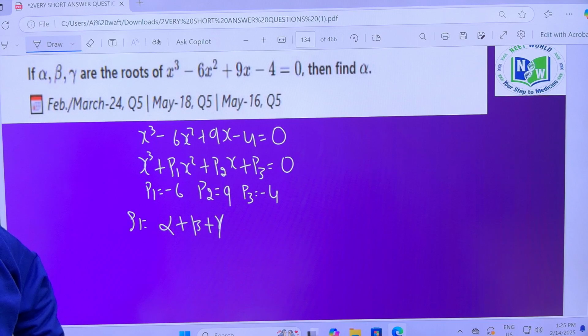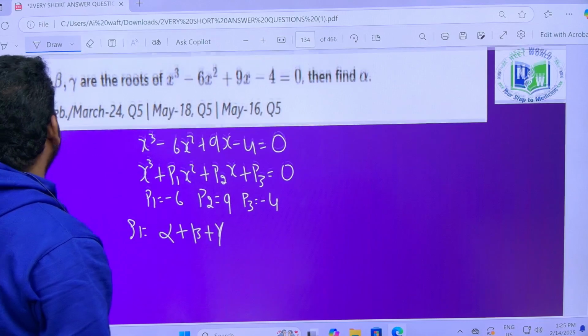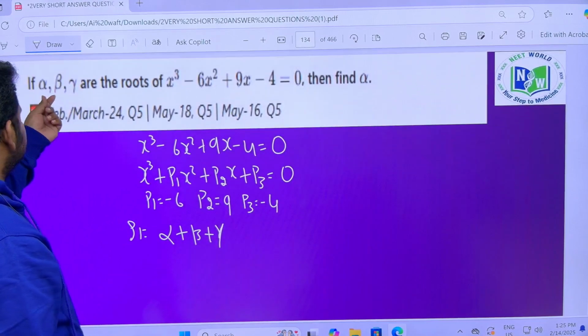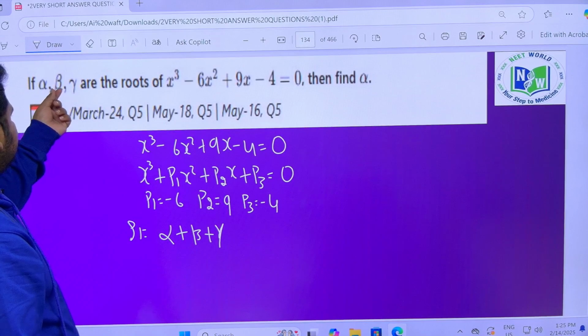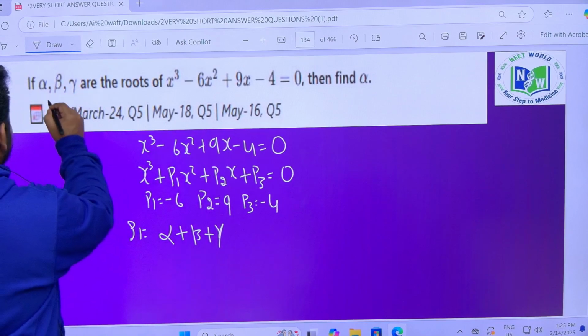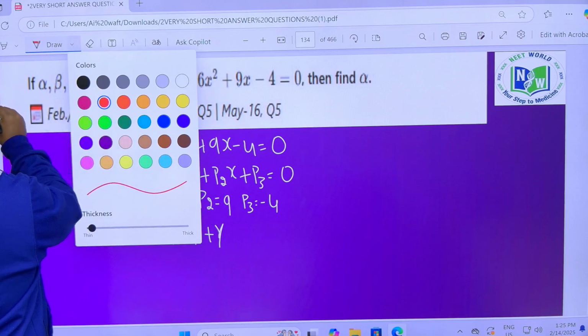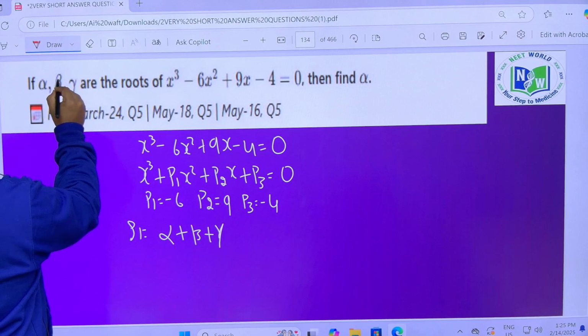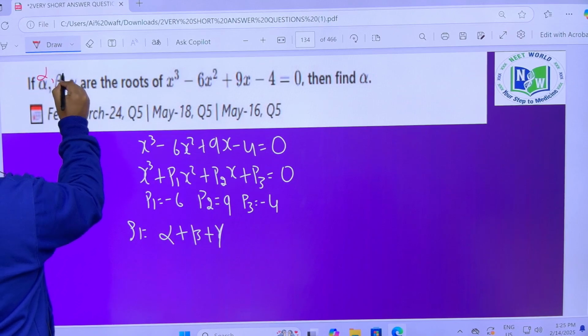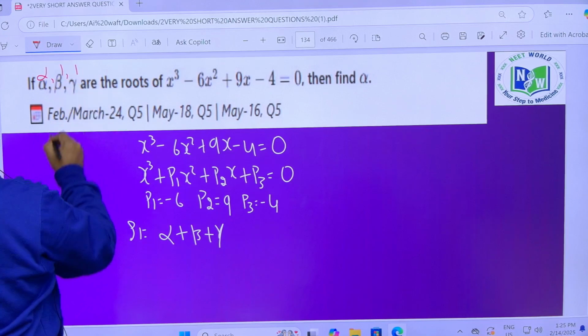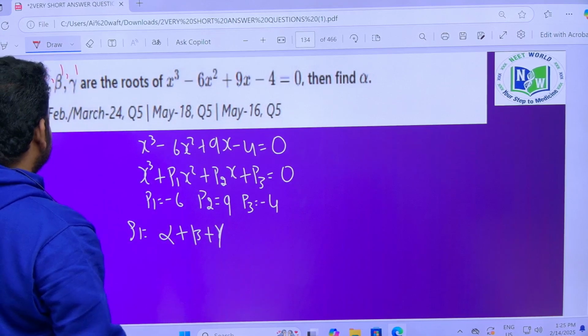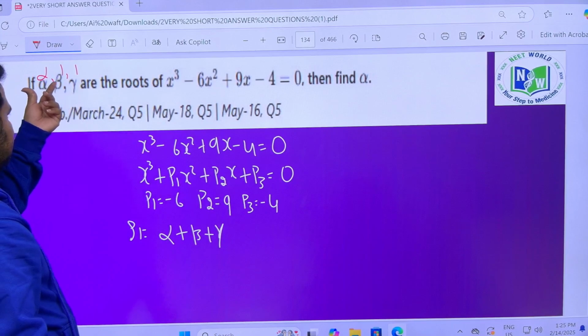Then find alpha. Actually in this question it is not alpha, beta, gamma. Here there is a printing mistake. Sorry for that, the roots are alpha, comma 1, comma 1.